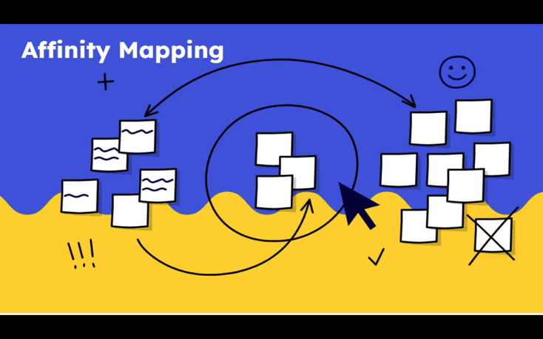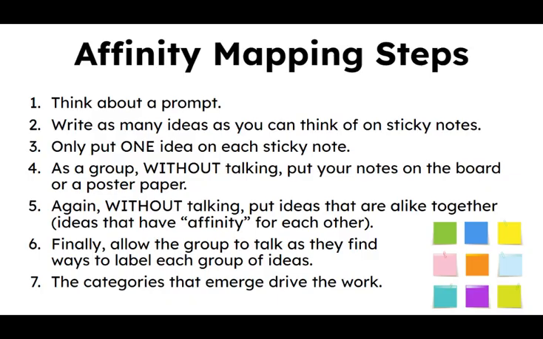You will use an affinity mapping protocol in Lesson 5 when students are working together to identify a target audience and product for their esports research. The steps of affinity mapping are as follows. First, you think of your prompt. Then students write as many ideas as they can think of on sticky notes. They only put one idea on each sticky note. This part's really important. If they put multiple ideas on one sticky note, this process won't work. Each sticky note has to have one individual idea.